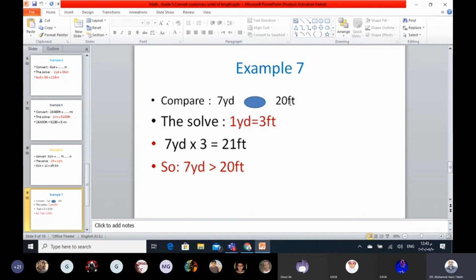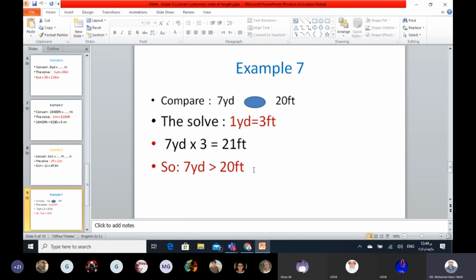Which is greater? 20 feet or 21 feet? 21 feet is greater than 20 feet. Means 7 yards is greater than 20 feet.